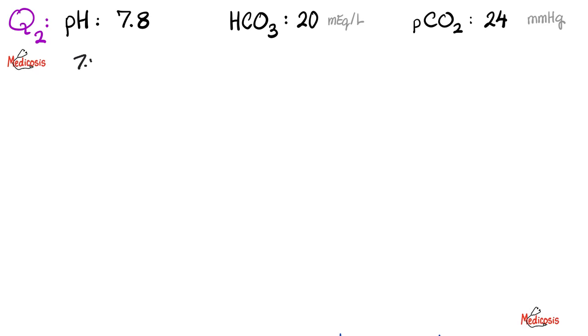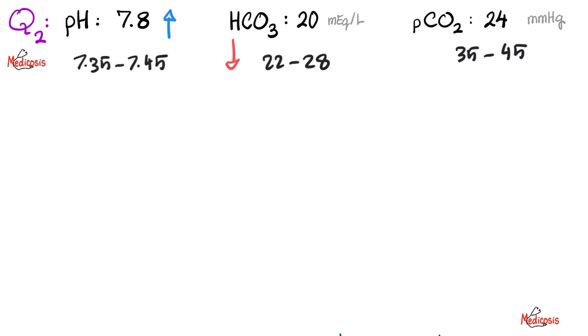First, write down the normals. pH is 7.35 until 7.45. Bicarb is 22 to 28. The normal carbon dioxide is 35 to 45. Next, look at the pH. What happened to it? This pH is high. Then, look at the pH and something else. I'm going to look at the bicarb. This bicarb is low. Bicarb is low, but pH is high. They are moving in the opposite or the reverse direction.